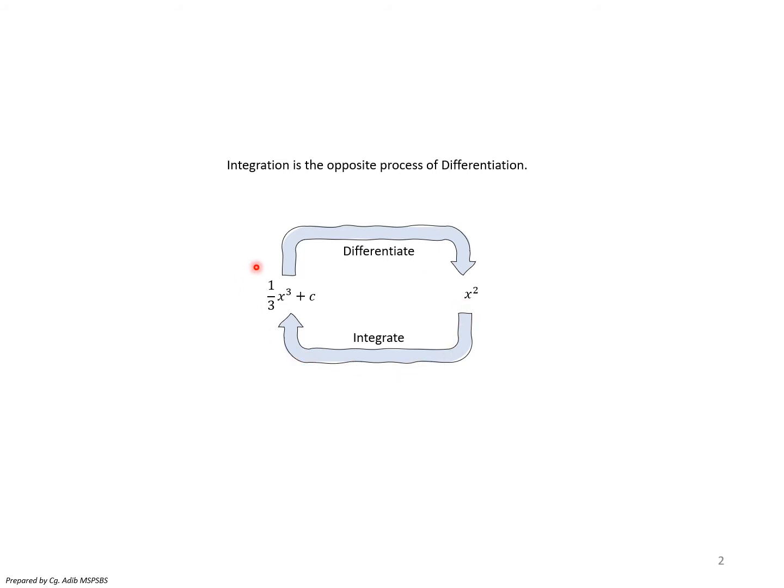So for example, if we have this function 1 over 3 x cubed plus c, where c is a constant. If you differentiate this, 3 you bring in front, and then the power you minus 1, so 3 over 3 becomes 1, and then you're going to have x squared. So constant c, if you differentiate, will become 0, regardless of what number it is. So this is what we have done last time, differentiation.